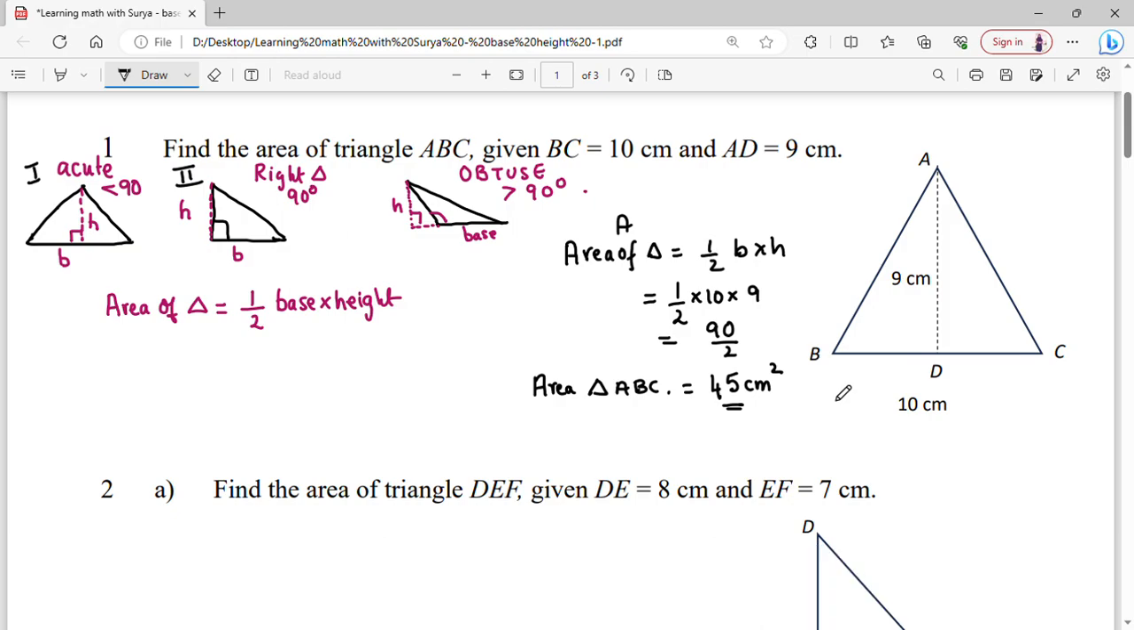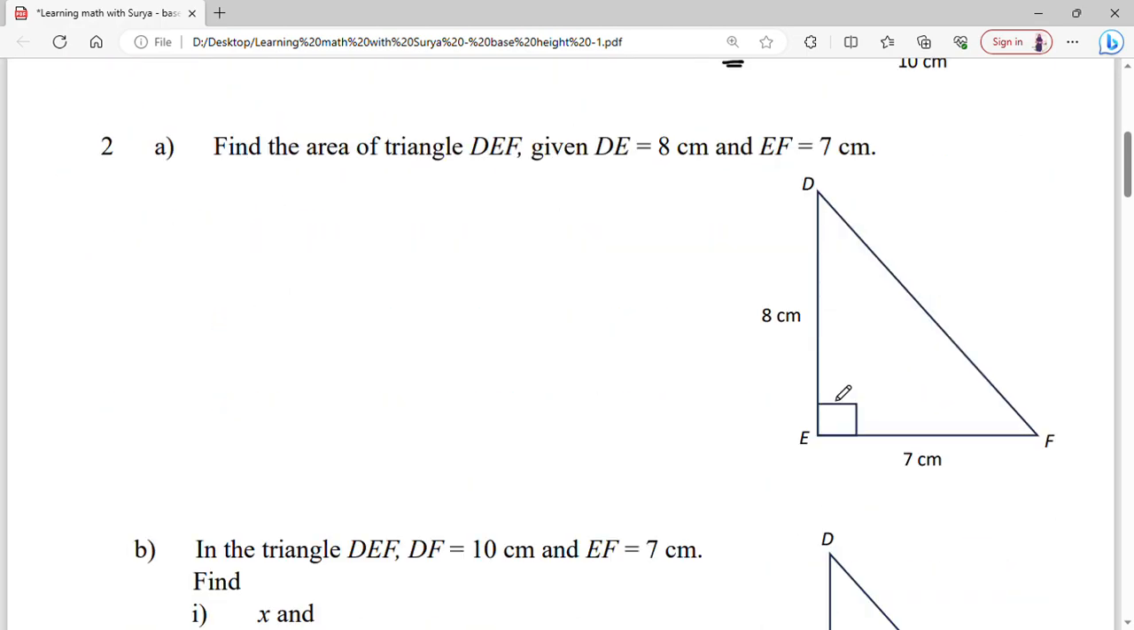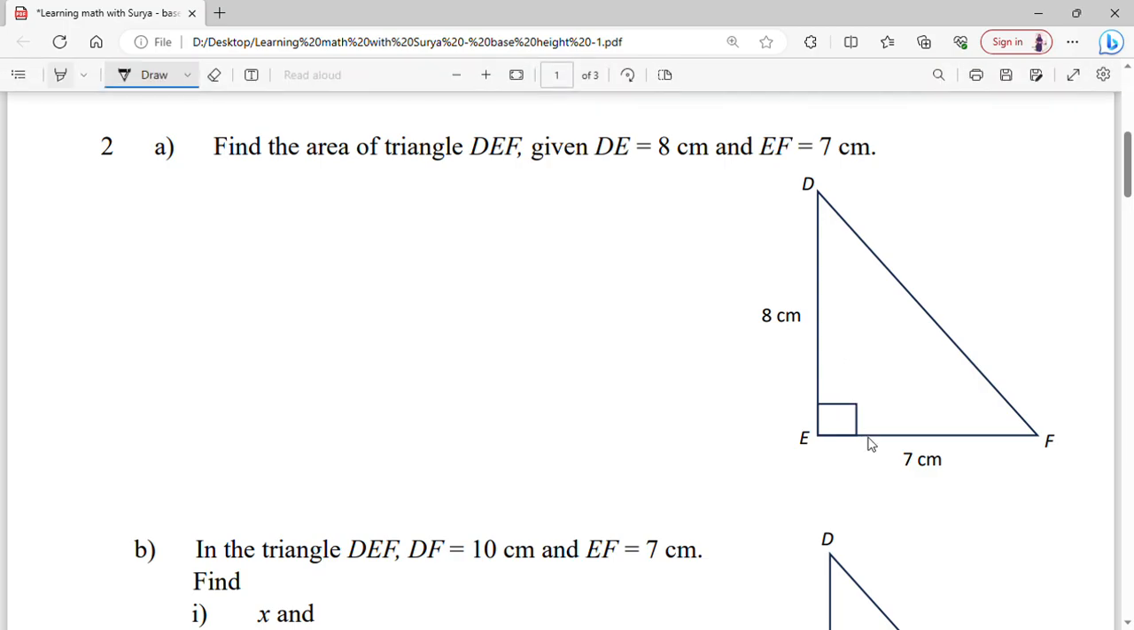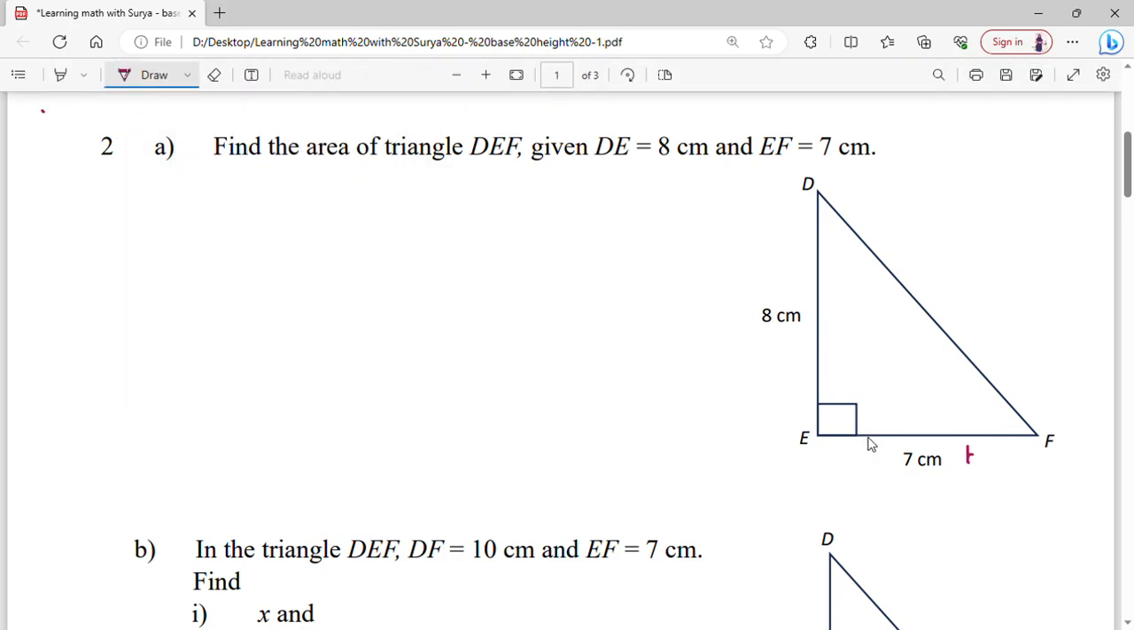Now let's go on to the second question. Now the second question is a right angle triangle. So if I have to identify, this would be the base and this will be the height. So my question is, find the area of the triangle DEF given DE is 8, which is nothing but the height, EF, which is 7 cm, which is the base.